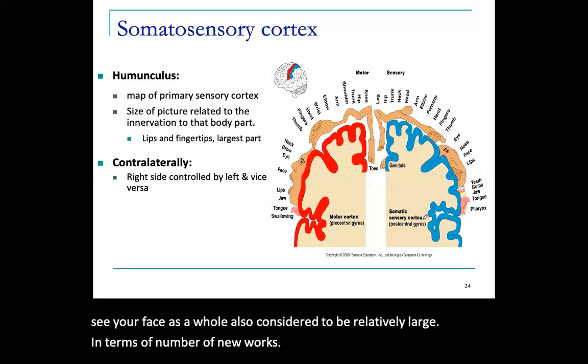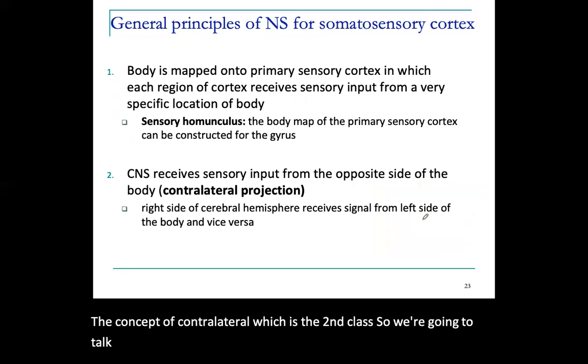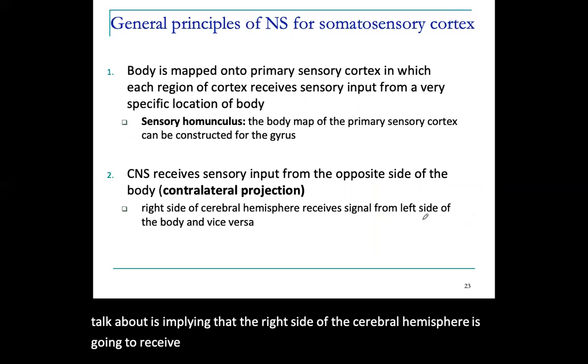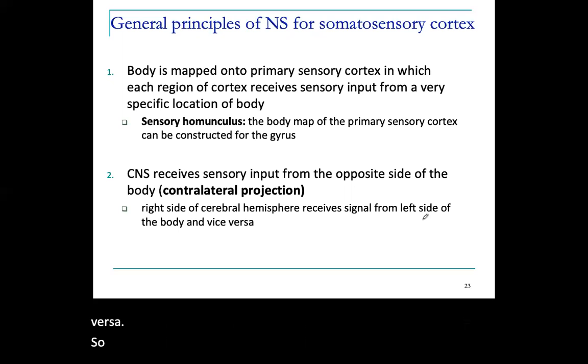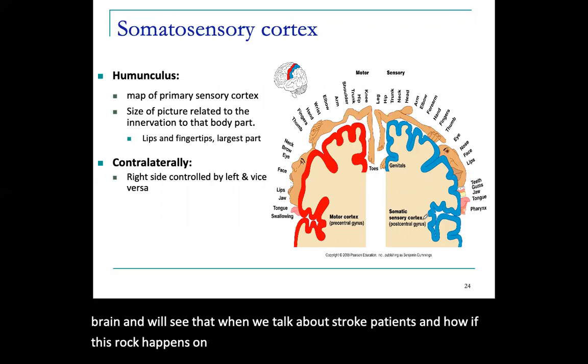The concept of contralateral, which is the second concept we're going to talk about, implies that the right side of the cerebral hemisphere is going to receive and send data to the left side of the body, and vice versa. So contralateral means one side is controlled by the opposite side of the brain. We'll see that when we talk about stroke patients: if the stroke happens on the right hemisphere, then the left side of the body is paralyzed, and vice versa.